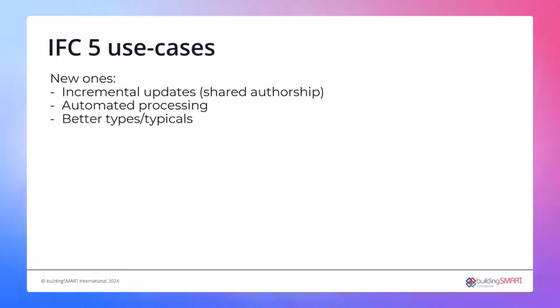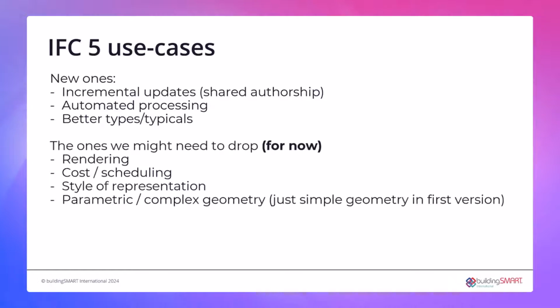So that means that the IFC types in a file need to become much more like compositions, or a different way of handling it than today. These are the new challenges that we have. A lot of them are solved with ECS, but not all of them. The ones that we need to drop for now are rendering, like I said, textures. Nobody really uses that anyway.